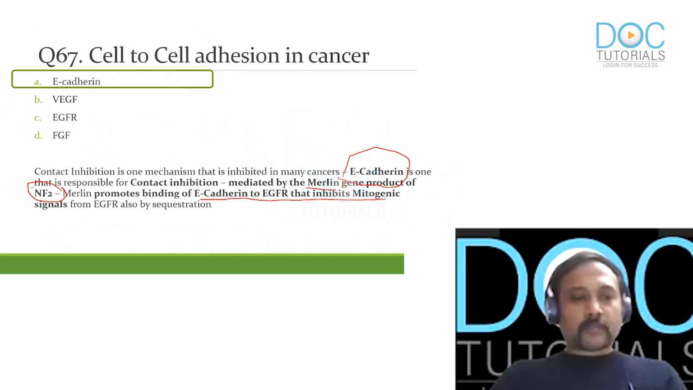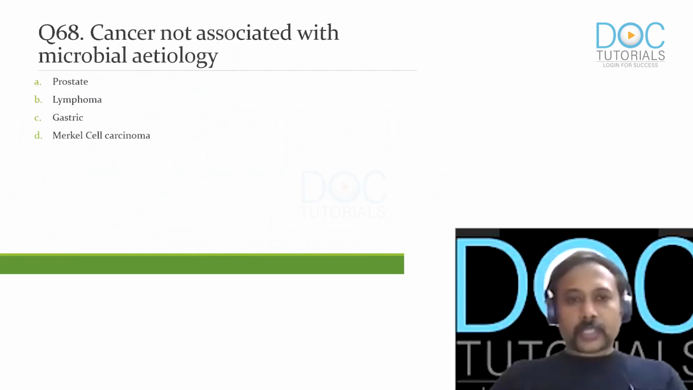Whenever you have an NF2 dysfunction or a Merlin gene dysfunction, or when there is an E-cadherin dysfunction, any of these three will cause the loss of contact inhibition. When that happens, the cell-to-cell adhesion and contact inhibition is lost, and that will make the cancer cells continue to grow irrespective of contact being present or absent.